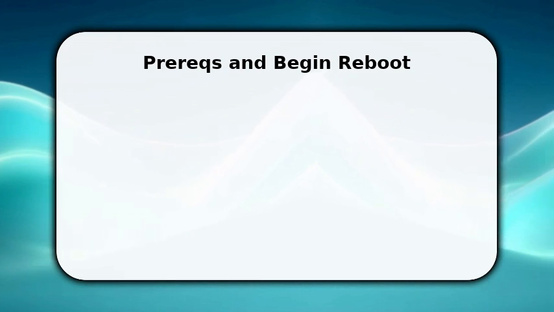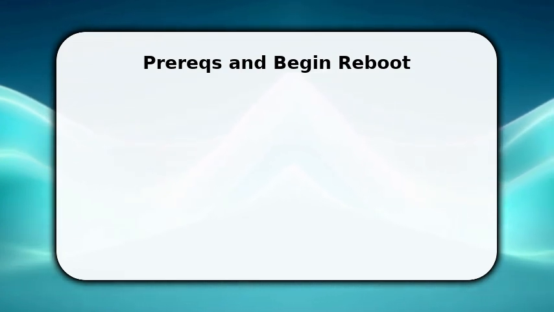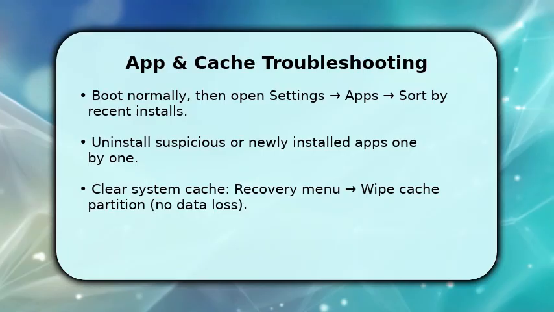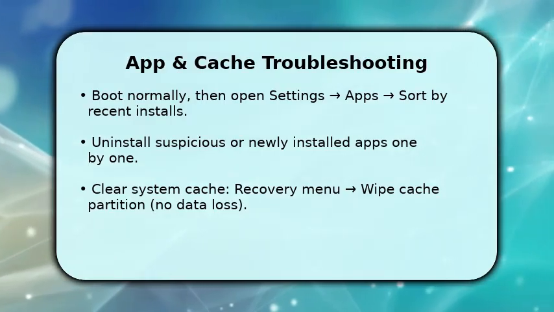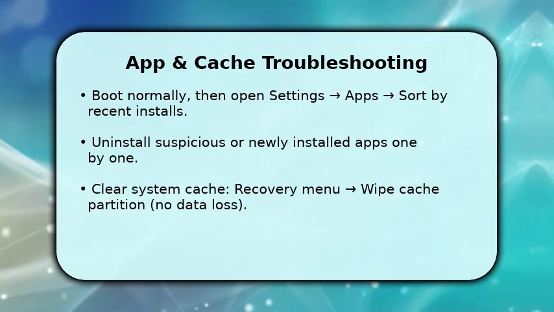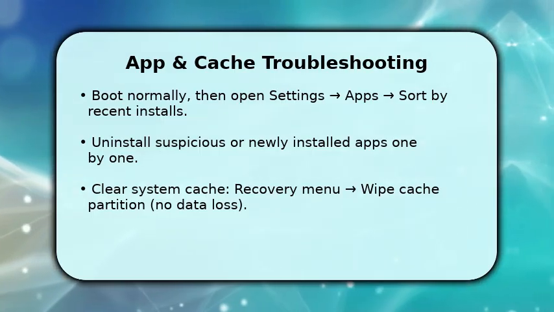Once the phone restarts into normal mode, go straight to Settings and check recently installed apps. Often a third-party app forces safe mode. Uninstall the most recent app, then reboot to test. Repeat until safe mode clears.